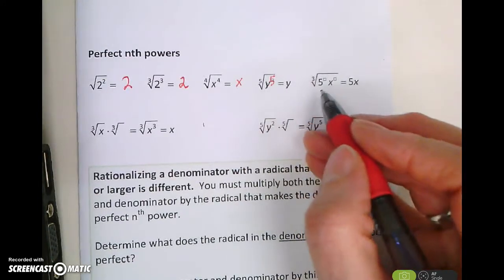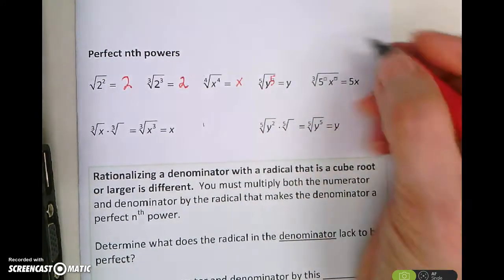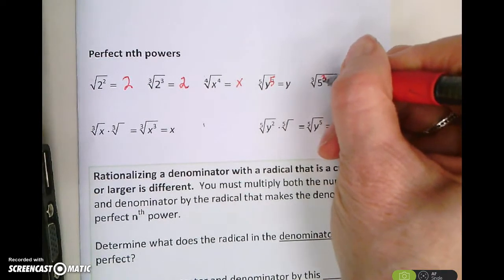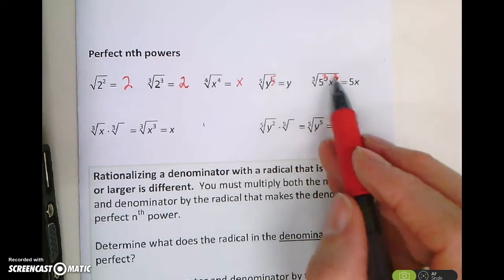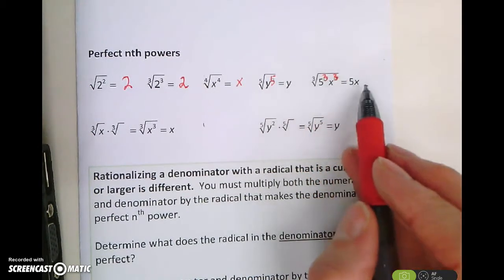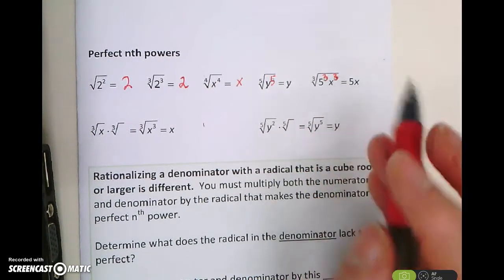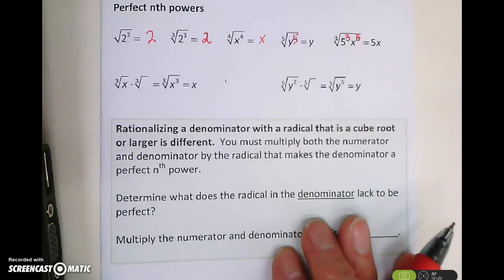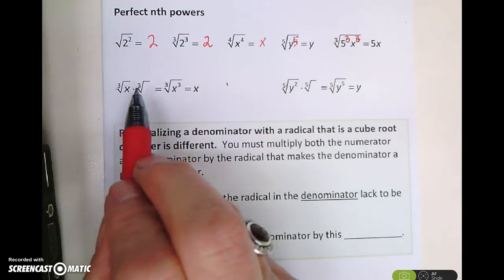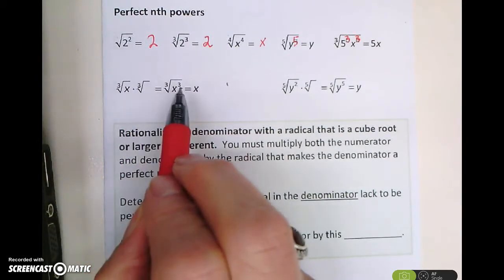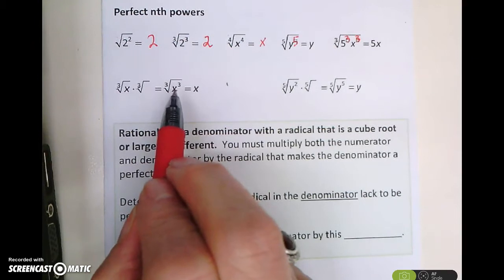And the cube root of 125x cubed is going to give me 5x. Well, it's going to be 5 cubed and x cubed. So the cube root of 5 cubed is 5, and the cube root of x to the third is x, so that's 5x. And now what we're going to be doing is we're going to think, what is it going to take to make a perfect cube?